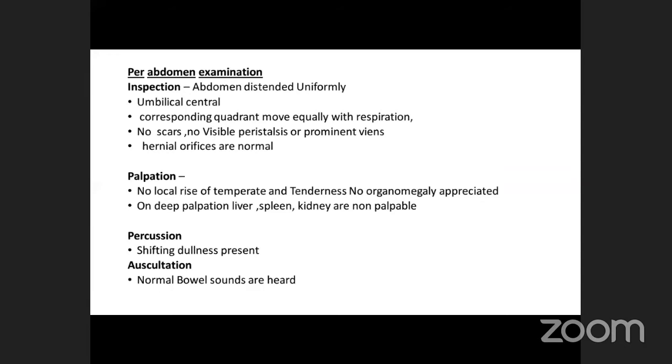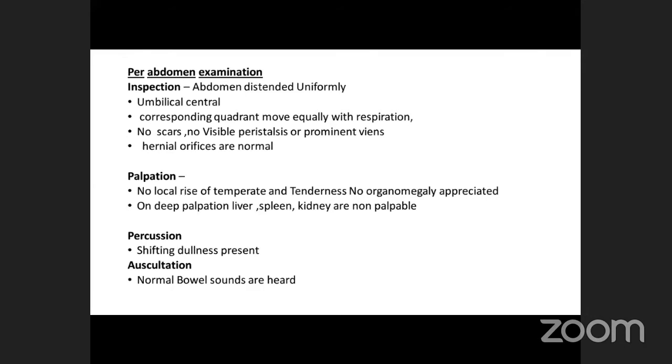Coming to the per abdominal examination, on inspection, abdomen is distended uniformly. Umbilicus is central. Corresponding quadrants move equally with respiration. Okay. There are no scars, no visible peristalsis or prominent veins. Hernial orifices are normal. Okay.